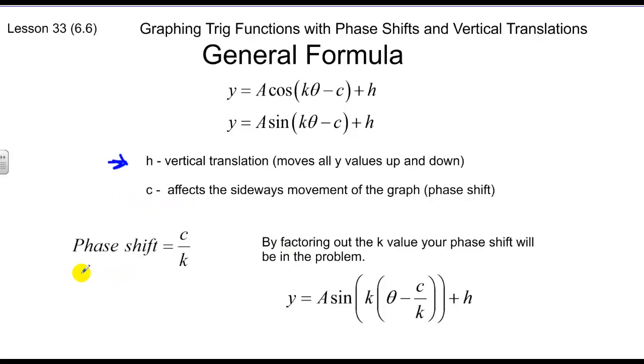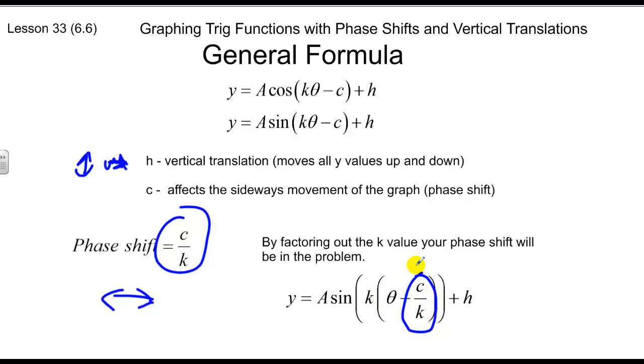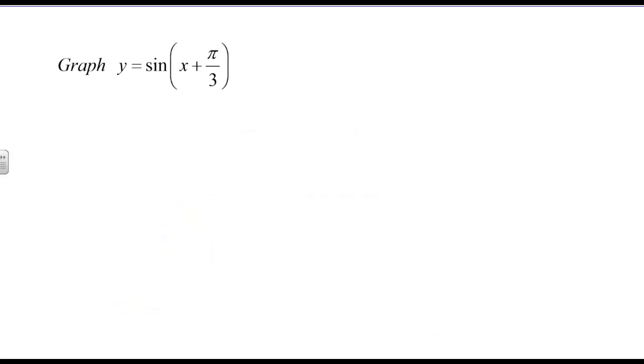In fact, the horizontal translation is calculated by taking the C value over the K value. That's going to get you your left and your right shifts. Now, what we can also do, and what I would recommend if I don't have a coefficient of 1 in front of my theta, is factor that out, and then this term that's left is your actual horizontal translation of C over K. Let's do a couple of problems.